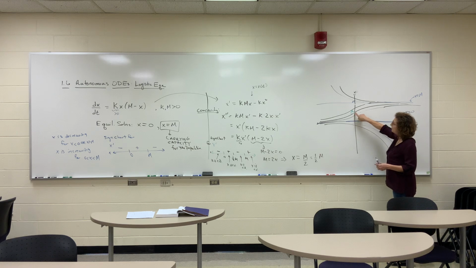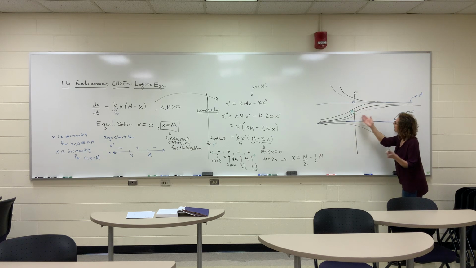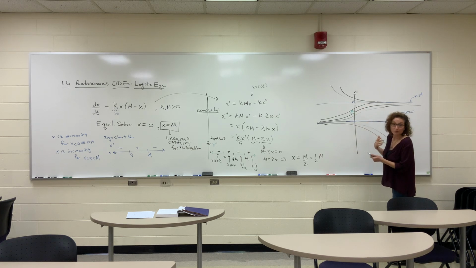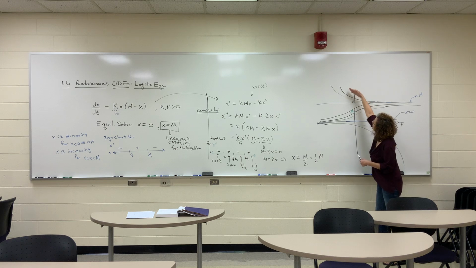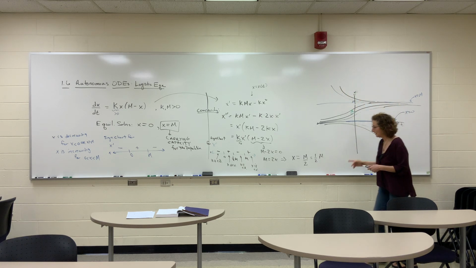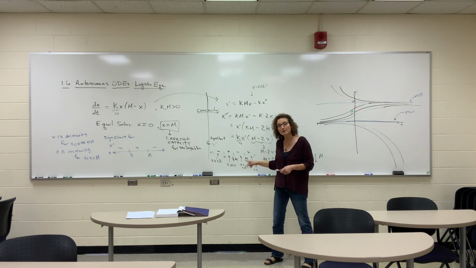We have an inflection point, with not a precise drawing, but if x is between 1/2 m and m, then x is concave down, right? In this region, we have concave down functions, and for x above m, concave up. That's exactly what we expected, yeah?